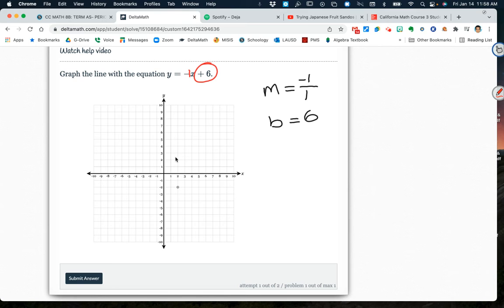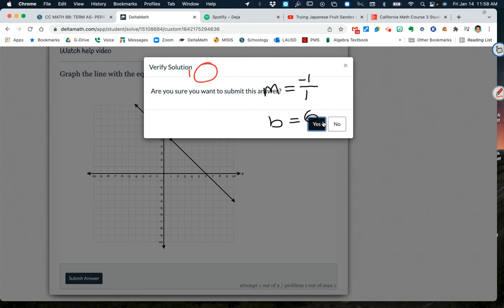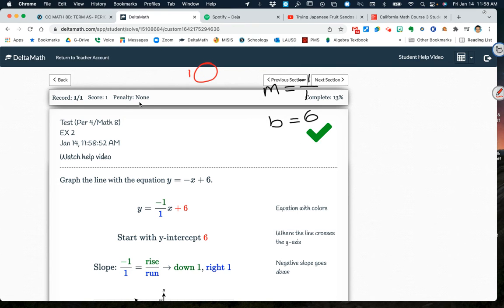Look for 6 on the y-axis, and then we'll take it from there. The slope is negative 1, which is negative 1 over 1. So do I go up or do I go down? I'll go down 1 and across to the right 1, since it's positive 1 for the denominator. And that's the line. Voila.